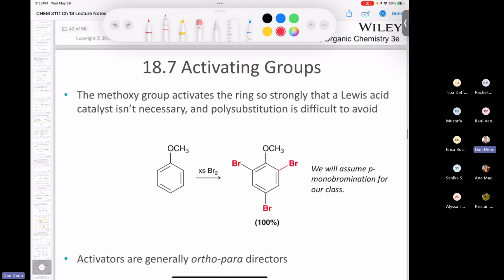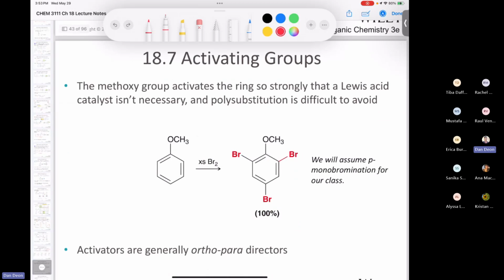So with that in mind, the methoxy group activates the ring so much that with anisole, you don't even need a Lewis acid. If you put it in the presence of a bunch of bromine, it just brominates the heck out of it. It just brominates everywhere, okay? So bromines go in positions 2, 4, and 6, right?